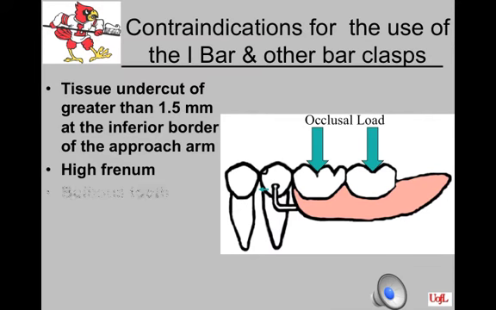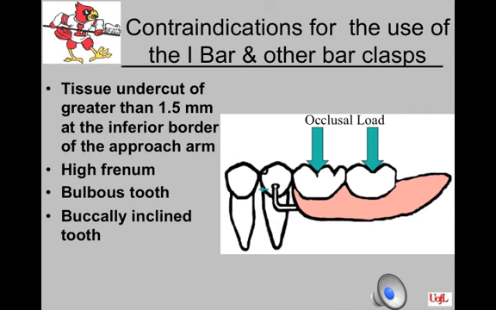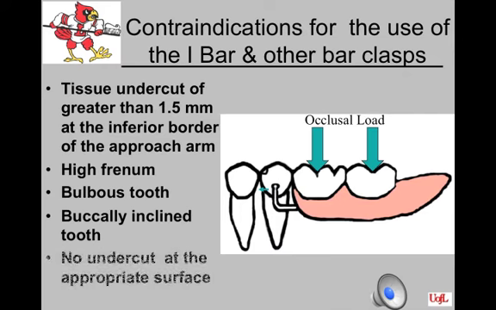If the tooth is extremely bulbous, then it is highly likely that the bar would extend out away from the mucosa and cause the same problem that we talked about with an undercut greater than 1.5. That's also true when the tooth is very buccally inclined. The last contraindication would be if we don't have an undercut at the appropriate surface of the bar we're intending to use, then we cannot use that bar.